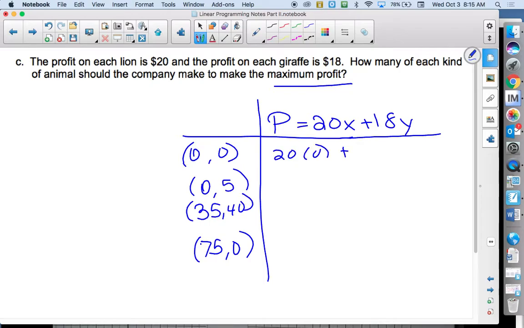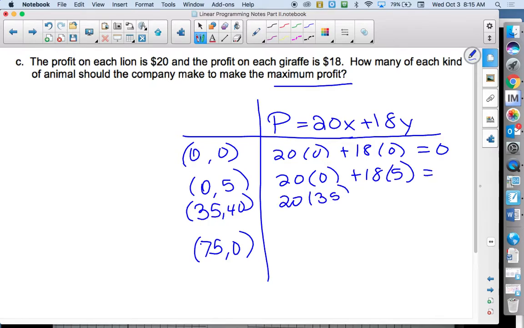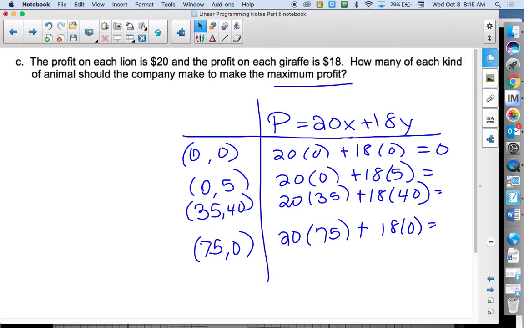Obviously, the one with 0 would not be a good one to make, unless we didn't want to make any money. Even the one with 0, 5. Maybe making 35 and 40 would work for us, give us a maximum profit, or possibly just making lions and forgetting about the poor giraffes. So see if you can make those calculations, determine which one of those gives us a maximum profit.